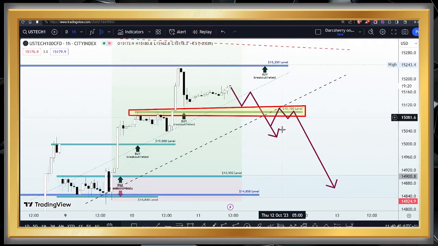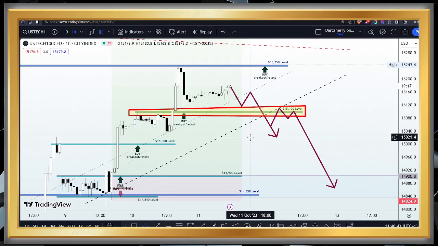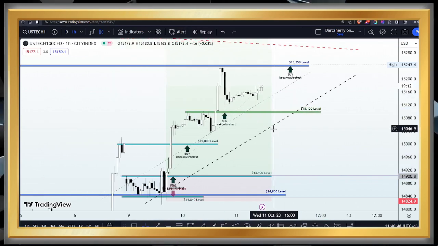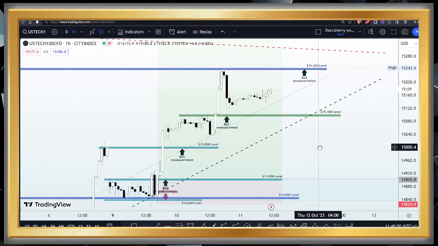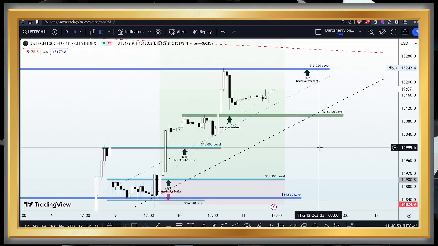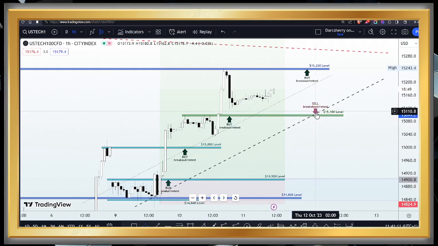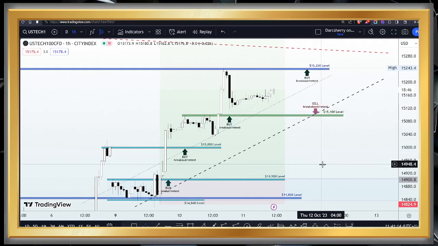So we are not going to be selling unless price breaks down both the ascending trend line and the 15,100 here. So this is my view here on the USTech100. This ascending trend line is going to be playing a major role in determining the direction of price action. So you want to be marking out this trend line on your chart, the 15,100 and the 15,250, where the breakout of the 15,250 will welcome buying opportunities, and the breakdown of the 15,100 will welcome selling opportunities.